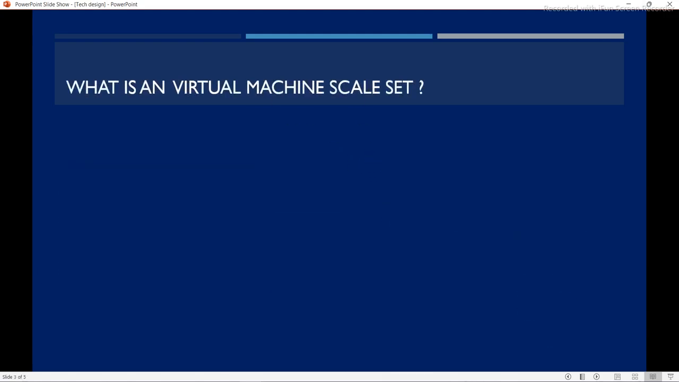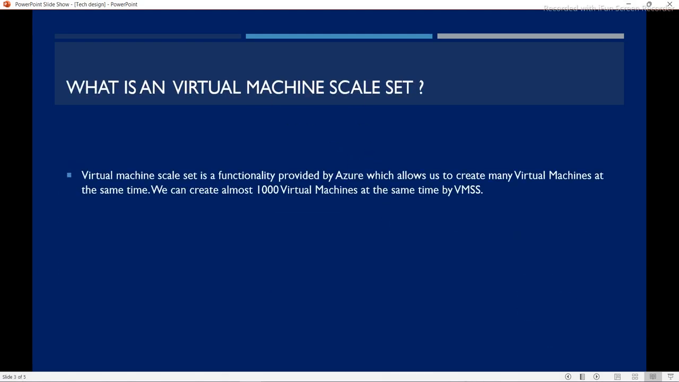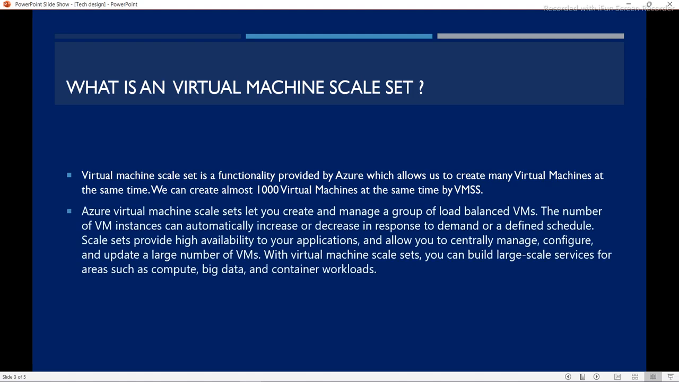Now, what's an Azure Virtual Machine Scale Set? Virtual Machine Scale Set, or its abbreviation VMSS, provided by Azure, allows us to create many virtual machines at the same time. We can create almost 1000 virtual machines at the same time by VMSS. Azure Virtual Machine Scale Set lets users create and manage a group of load-balanced VMs. The number of VM instances can automatically increase or decrease in response to demand or a defined schedule.